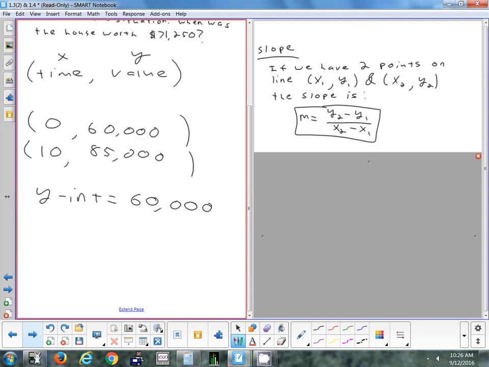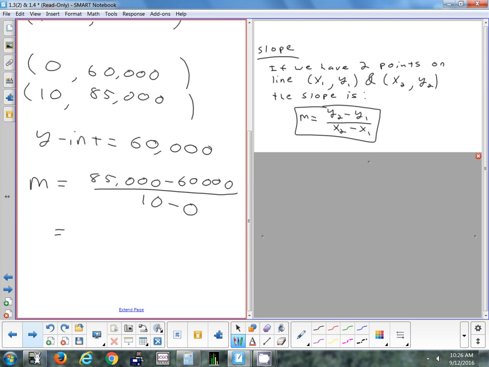And now all I need to know is how quickly the house is increasing in value. That's my slope. So find the slope between these 2 points. So my slope is 85,000 minus 60,000 divided by 10 minus 0.